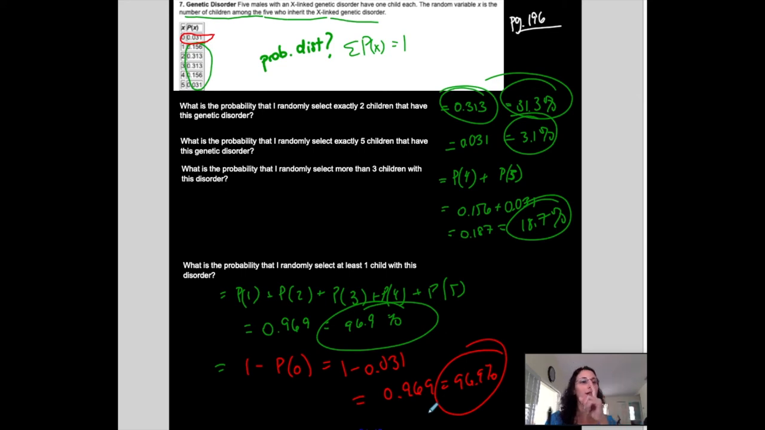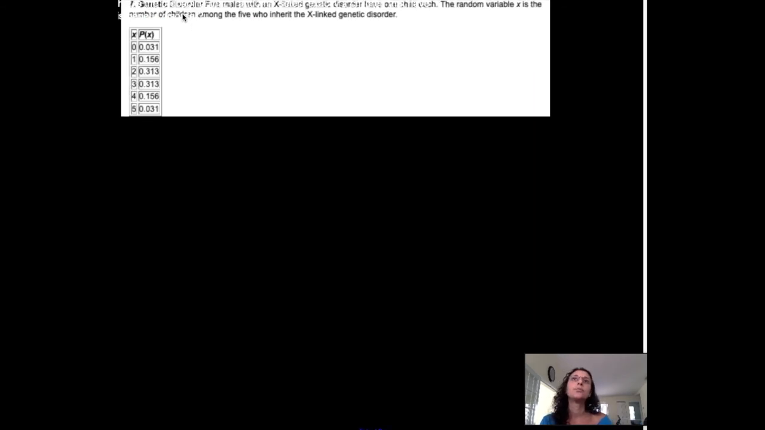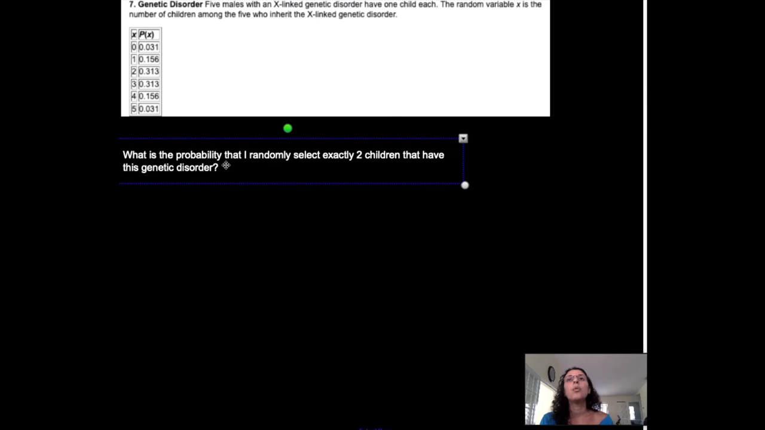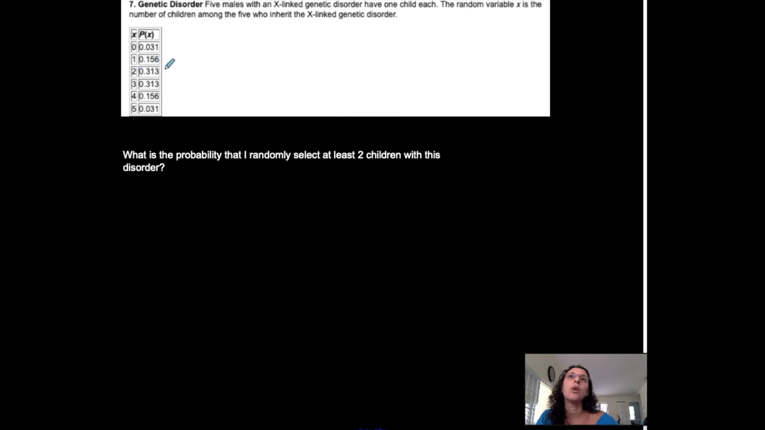Now, I could use it in different ways. We saw it with the probability of at least one. I might ask other questions. Let me add to that now. Using this table, what is the probability that I randomly select at least two children with this disorder? What does at least two mean now? Not extremely different from what we just did, but at least two means two or more, right? From two to five.